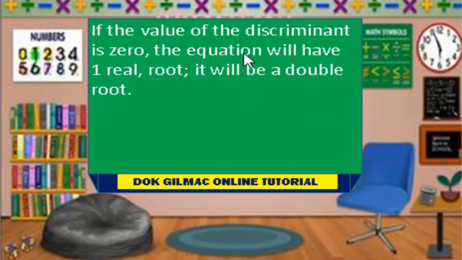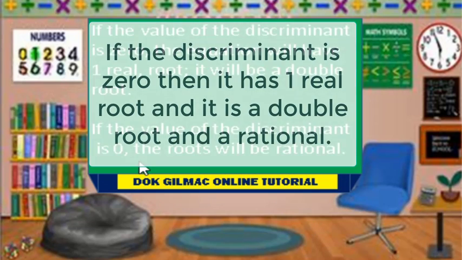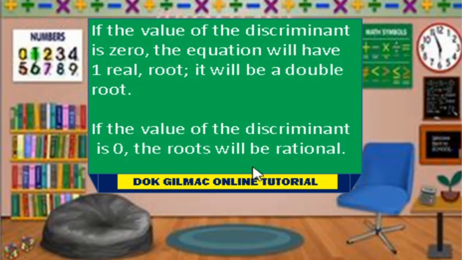If the value of the discriminant is 0, the equation will have one real root. It will be a double root. If the value of the discriminant is 0, the roots will be rational. So take note of that.